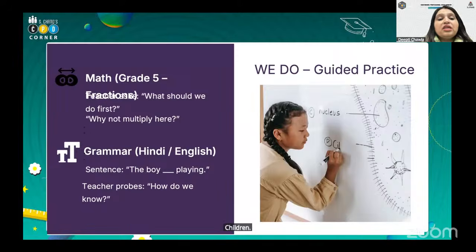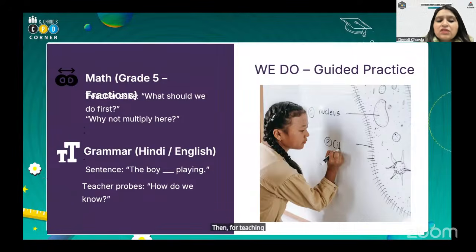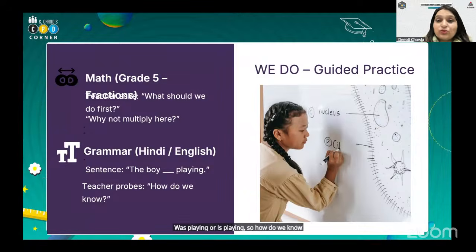Similarly, for mathematics fractions, what should we do first? Why not multiply here? These kinds of things, you can use these starters and these prompters in the middle. Then for teaching languages, whether it is Hindi or grammar, how do we know which word to use in a sentence? The boy dash playing: was playing or is playing? How do we know which word to use? Why did we use a particular word?